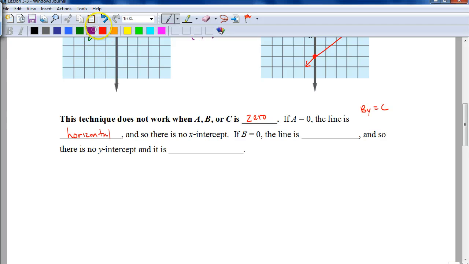If b equals 0, that means I have something in the form A times x equals C. And if that's the case, it's going to be a vertical line. And since there's no y-intercept, it's just going to have an x-intercept. And the slope, by the way, is going to be undefined. Remember we talked about that the other day.